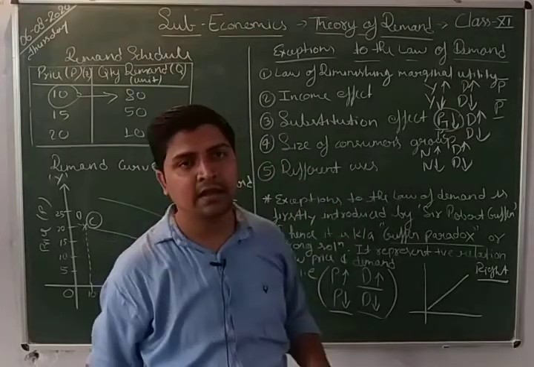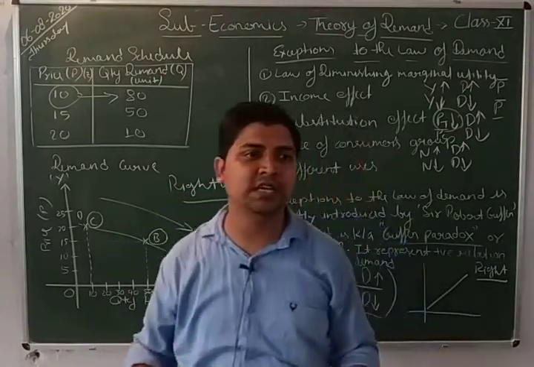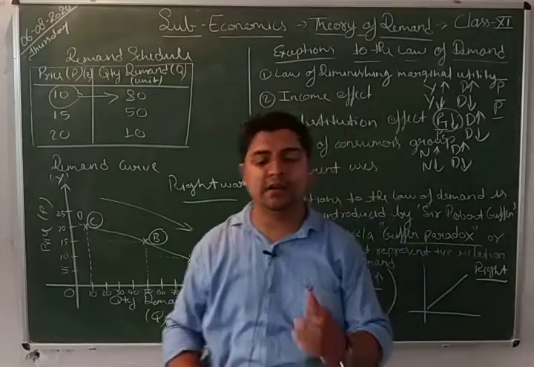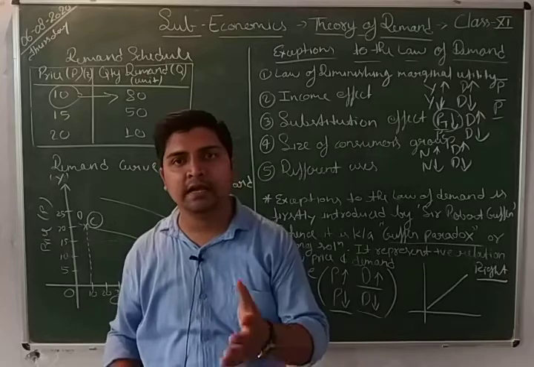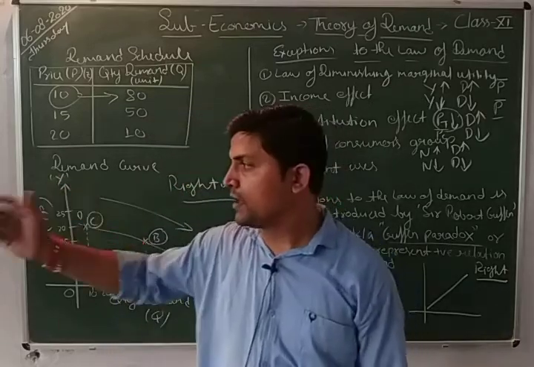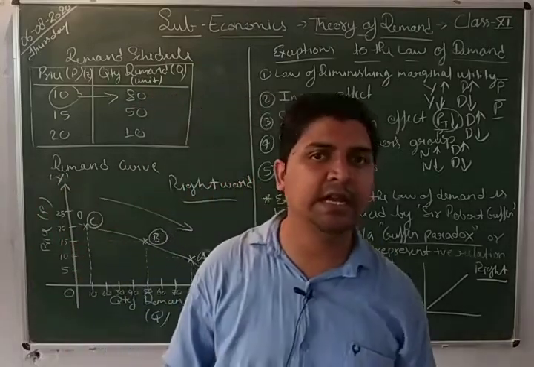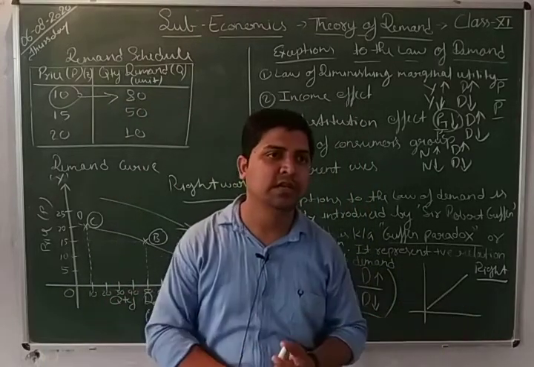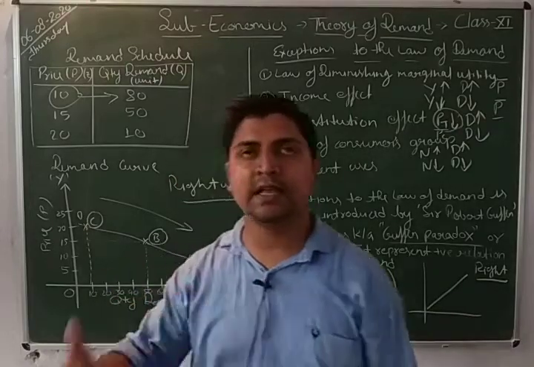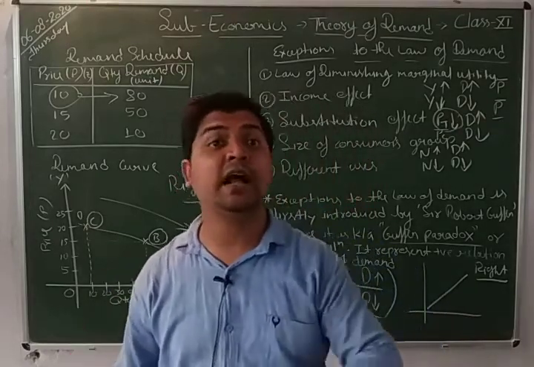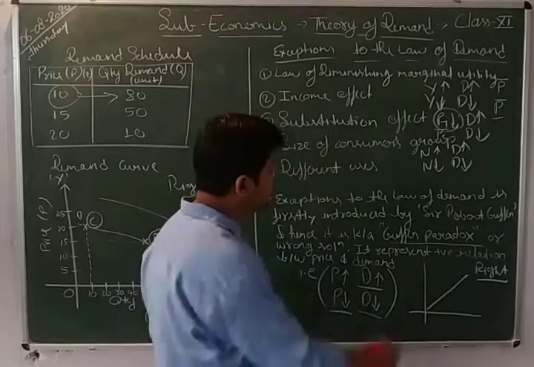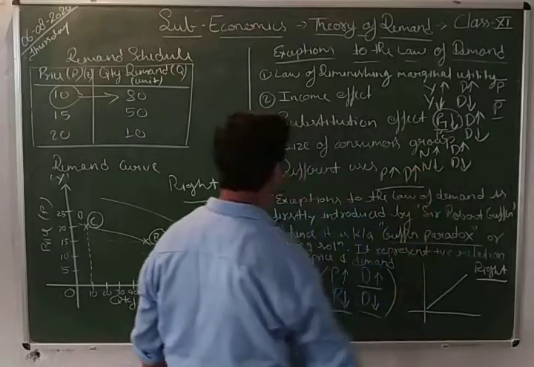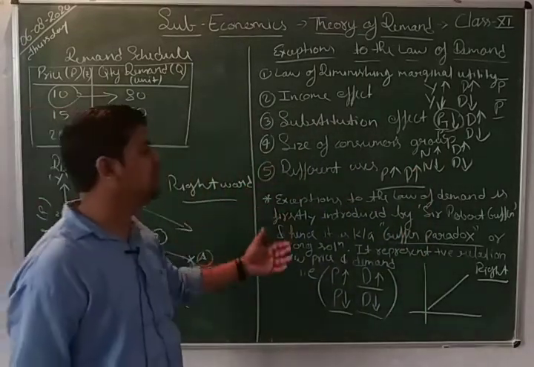Next one is different uses. We will see what commodities or resources are available, such as wood. Wood has different uses. With the help of wood, we make doors, tables, chairs, sofas, etc. So there are different uses of wood. Its price increases day by day, but its demand also increases. Means there is an increase in price, but its demand also increases. So it is also a paradox or exception to the law of demand.